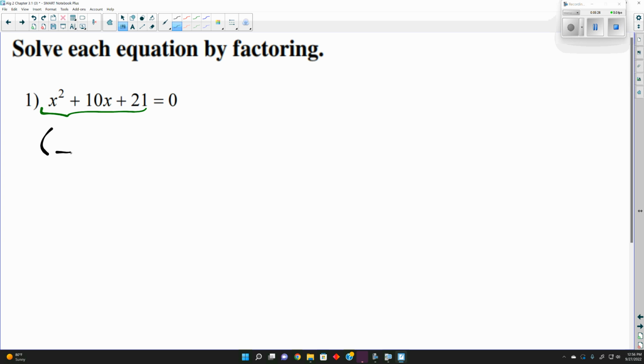Our first step in factoring is looking for a greatest common factor, something that will go into all three terms. But we don't have one. So we'll rewrite it as two sets of parentheses with three spaces. Our third step is to find the sign. If the third term is positive, the signs are the same and they match the sign of the middle term, which is plus. So we have plus and plus. If the third term was negative, our signs are opposite.